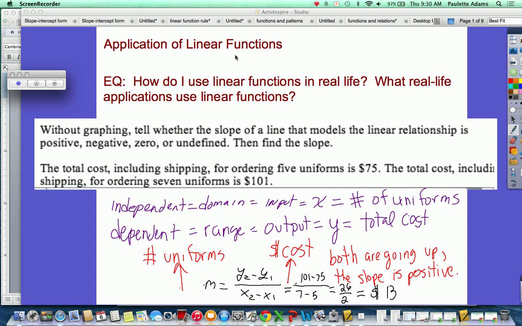Remember, our first step, determine what is your X. In this case, it is the number of uniforms. Dependent, your Y is total cost. Remember, cost is usually your Y.